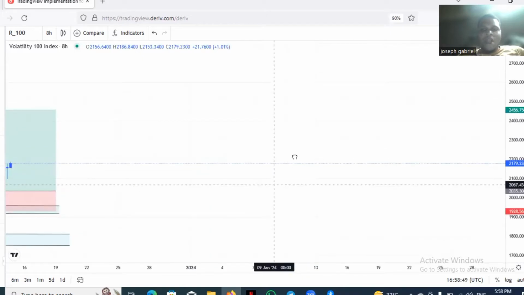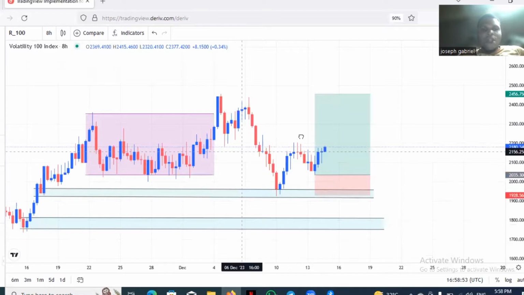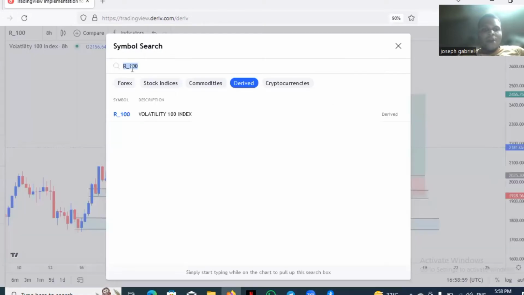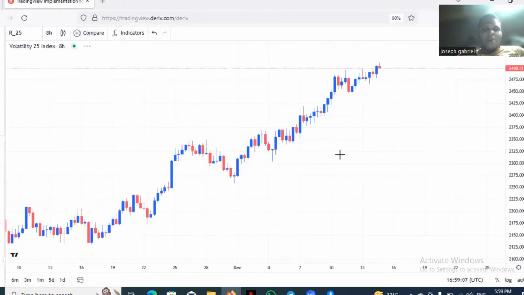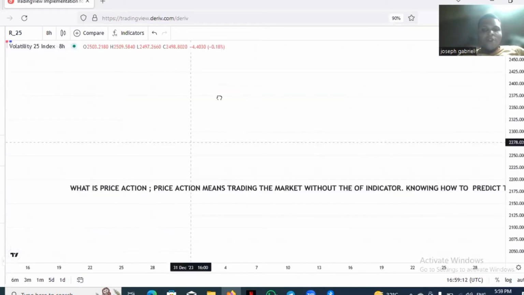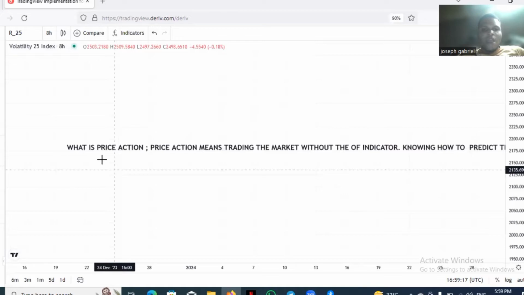This is one of the things I use that has helped me to understand the market. It's what I call the price action trading strategy. The price action trading strategy has been one of my favorite strategies and has helped me so far in trading the forex market. So you can see this is the price action strategy.